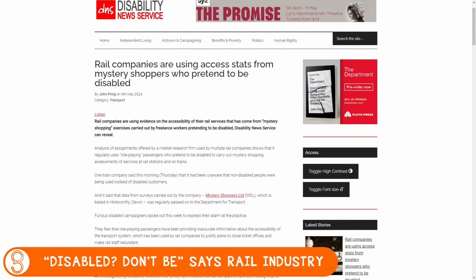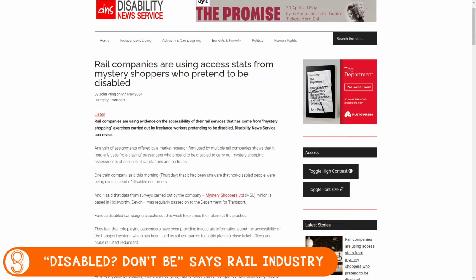Analysis of assignments offered by a market research firm used by multiple rail companies shows that it regularly uses role-playing passengers who pretend to be disabled to carry out mystery shopping assessments of services at rail stations and on trains. One train company said this morning that it had been unaware that non-disabled people were being used instead of disabled customers. And it said that data from surveys carried out by the company, Mystery Shoppers Limited, based in Holsworthy, Devon, was regularly passed on to the DFT, Department for Transport.